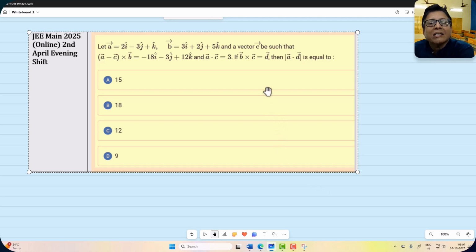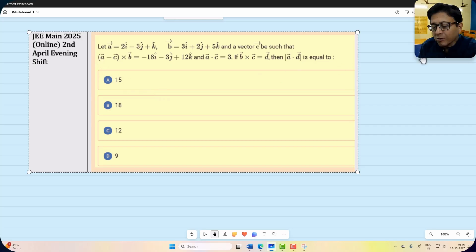For this one, it is given C vector is such that A minus C cross B equal to this, A dot C given, B cross C given, then mod A dot D is what? D has link with B cross C because D equal to B cross C. A and B given over there.